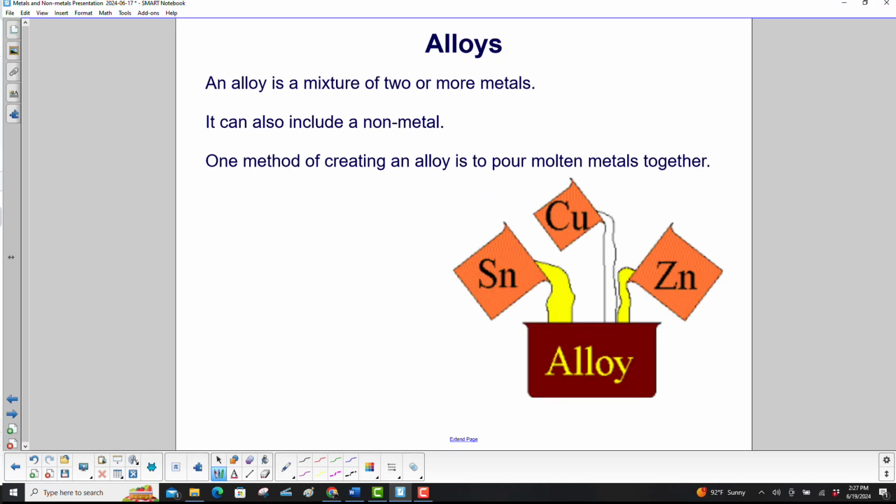Alloys. An alloy is a mixture of two or more metals. It can also include a nonmetal. One method of creating an alloy is to pour molten metals together. So we have tin here, copper, and zinc.